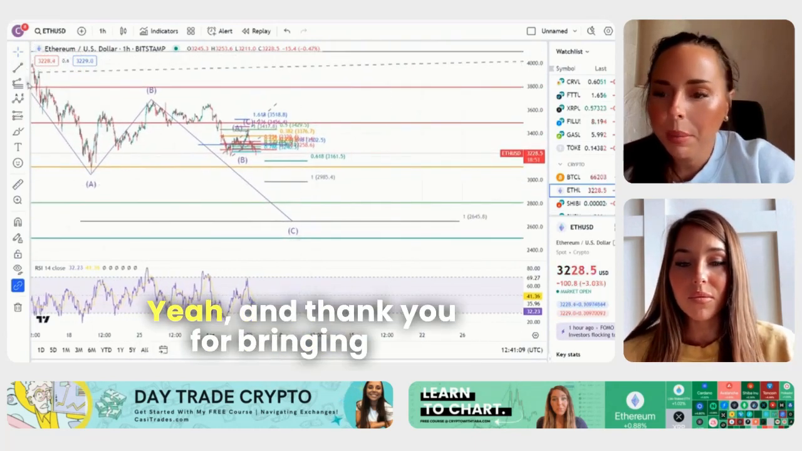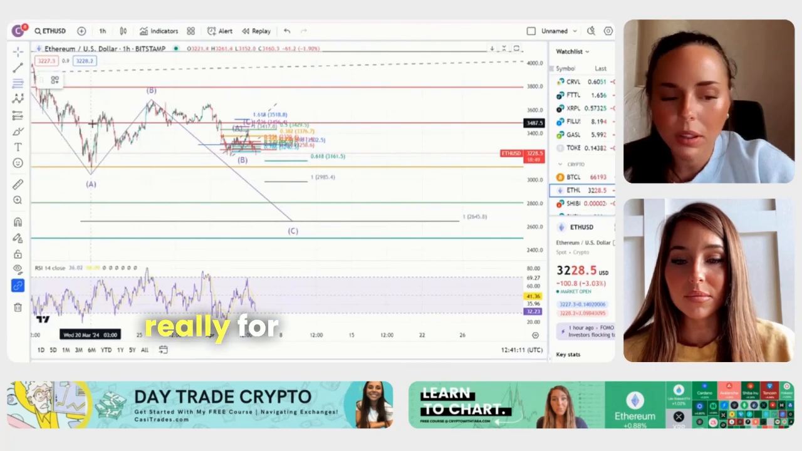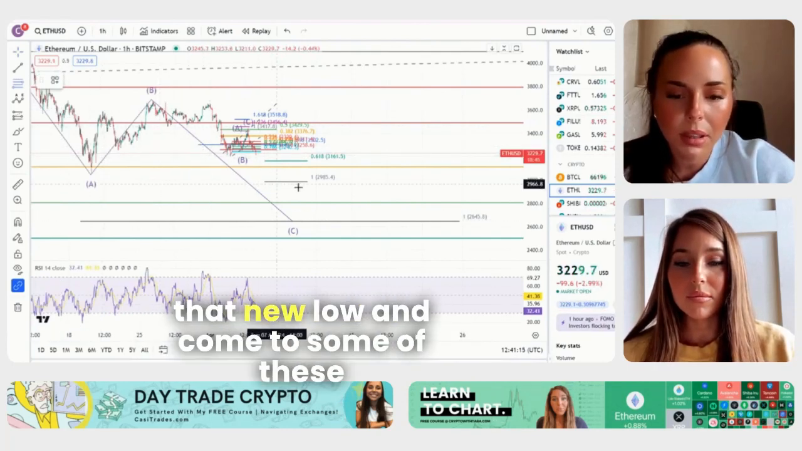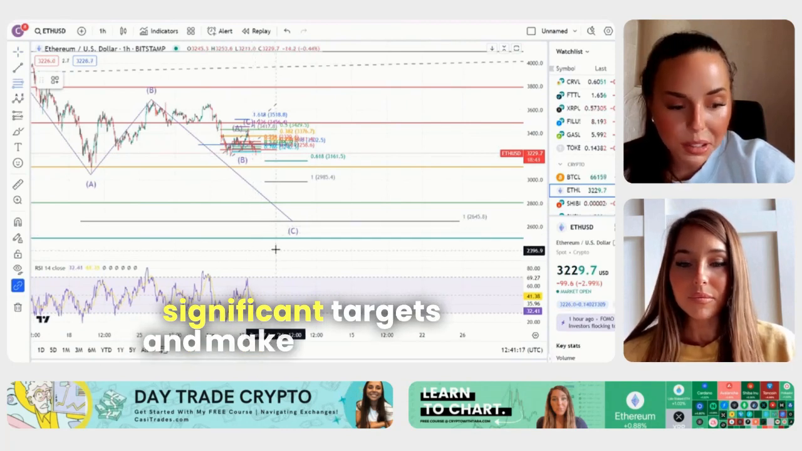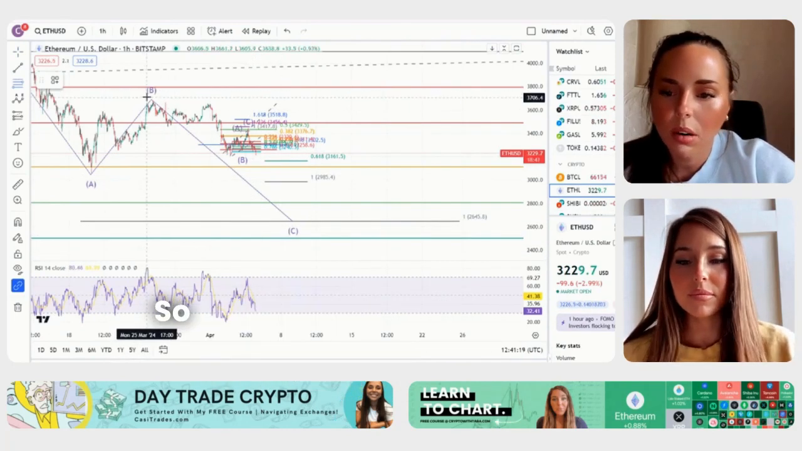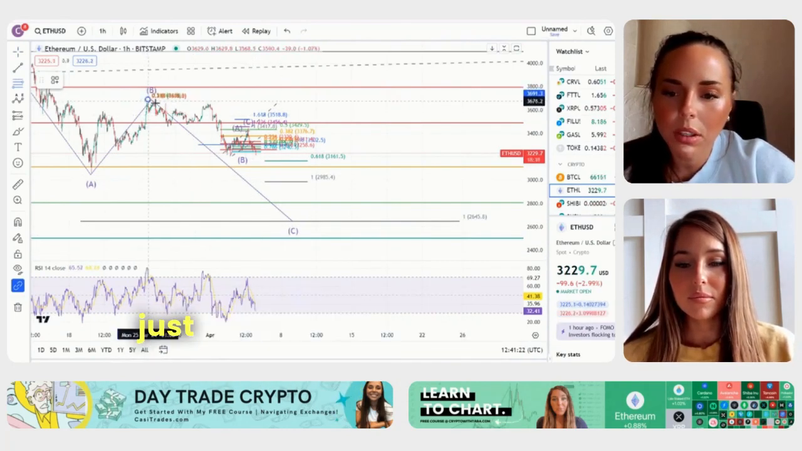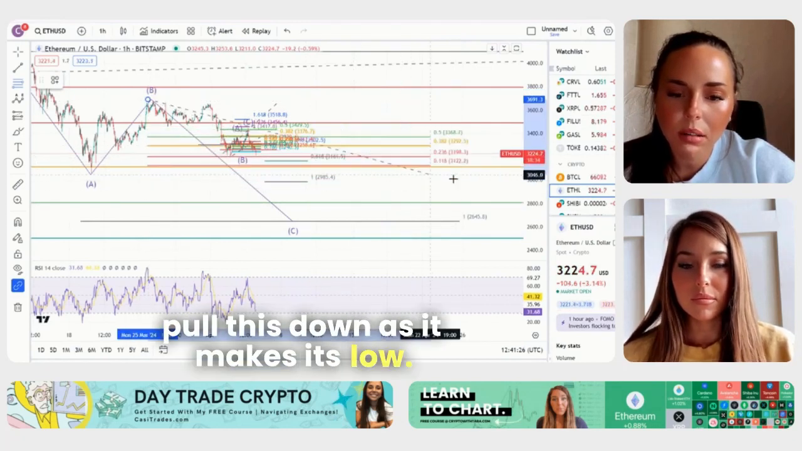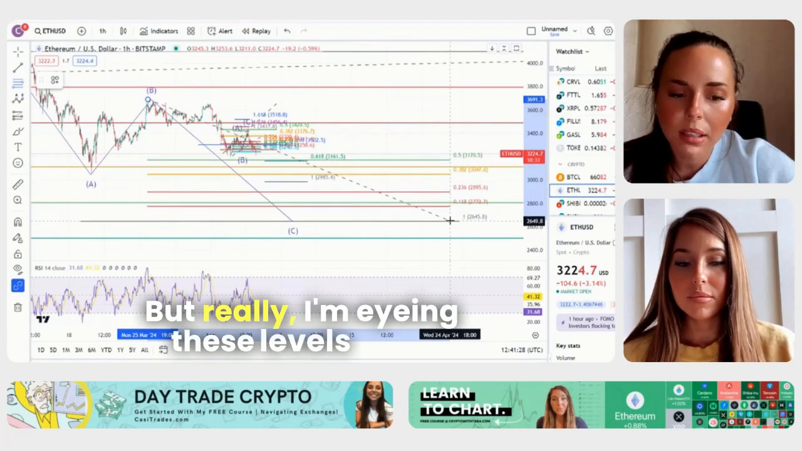Yeah, and thank you for bringing up trading, because for trading, I'm looking for it to make that new low and come to some of these significant targets and make our bullish divergences. So for trading, what we would want to do is start from the top of B and pull this down as it makes its low. But really I'm eyeing these levels here.